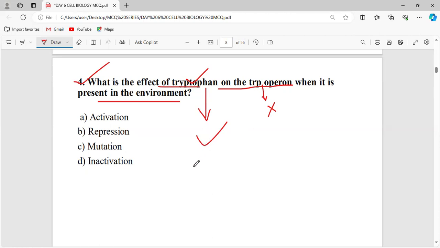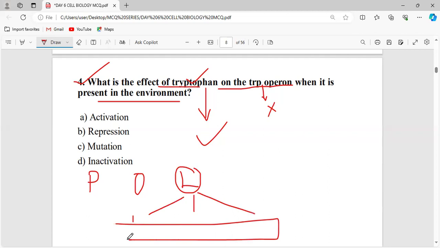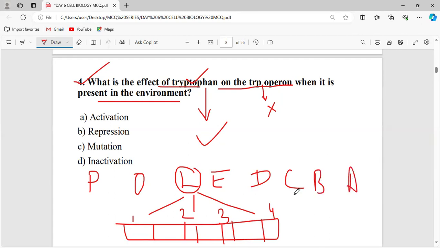And how will this tryptophan operon look? Here will be the promoter, and here will be the operator, and the leader sequence will be there, and the leader sequence will be considered as the regulatory area where we can find a different scenario. In the leader sequence, we have different portions, and trpE will be there, and trpD, trpC, trpB, and trpA. These are all the structural genes.